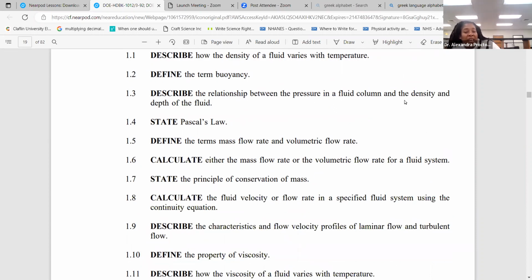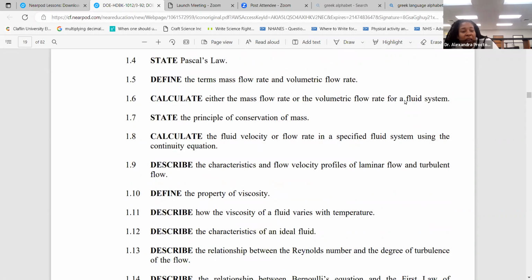Define the terms mass flow rate and volumetric flow rate. Calculate either the mass flow rate or the volumetric flow rate for a fluid system. State the principle of conservation of mass. Calculate the fluid velocity or flow rate in a specified fluid system using the continuity equation, and describe the characteristics of flow velocity profiles in laminar flow and turbulent flow.